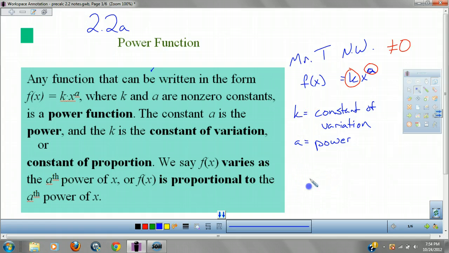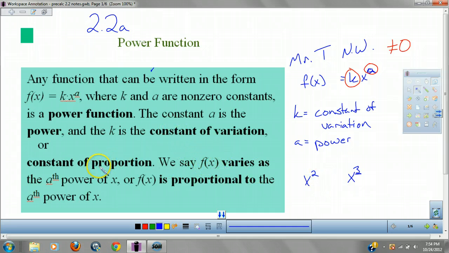This reminds me of a little joke. X squared is talking to x cubed. X squared asks x cubed, what religion do you believe in? X cubed says, I don't know what religion I am, but I definitely believe in a higher power. I'll let you guys sit on that one for a little bit.